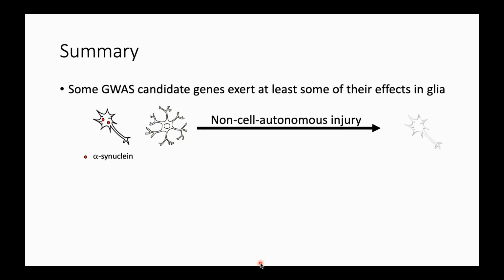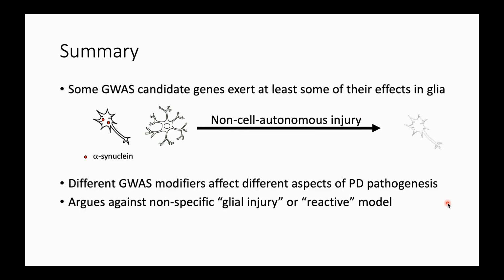So to summarize this part of the talk, these are somewhat preliminary, unpublished data, but what I've shown you here is that some GWAS candidates exert at least some of their effects in glia. This suggests that manipulating genes in glia causes non-cell autonomous injury and loss of neurons. Beyond that, though, it's a little bit more complicated. Not only can we manipulate genes in glia and cause neuronal death, but different GWAS modifiers actually affect different aspects of Parkinson's pathogenesis when we look at specific pathways. That really argues against a non-specific glial injury or reactive gliosis model, in which just hurting glia hurts the neurons in a non-specific way.